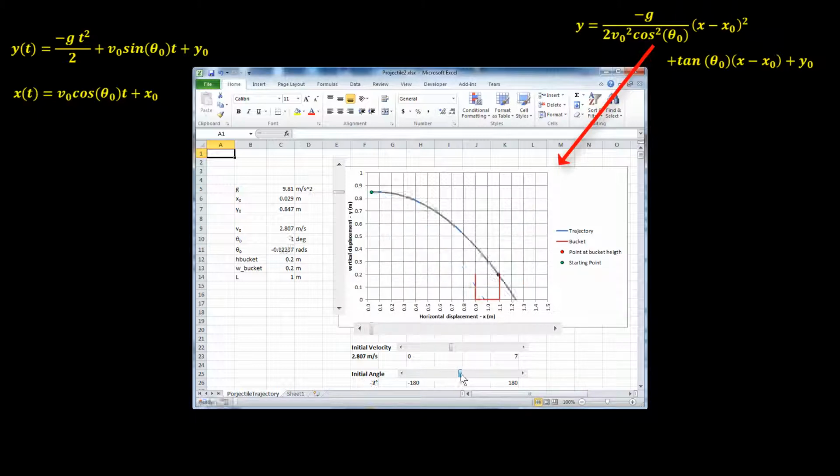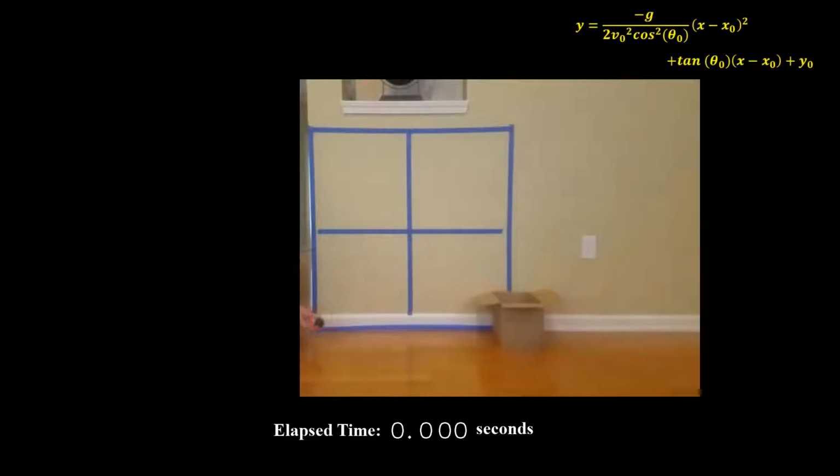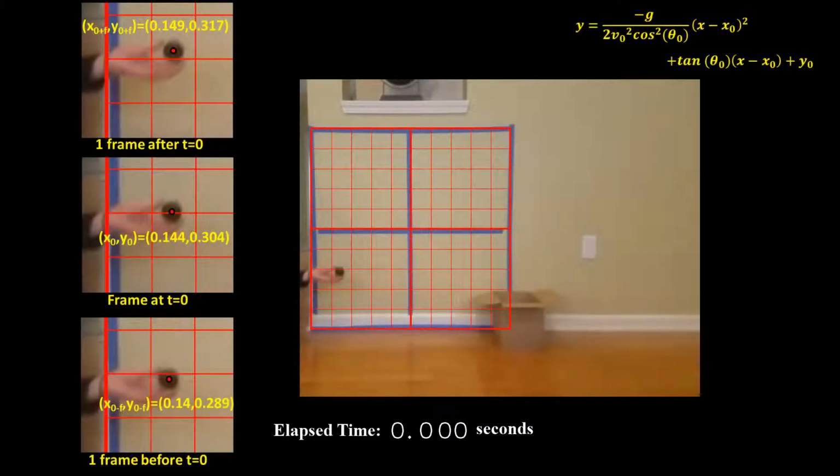So we throw the ball in this video in slow motion and freeze it at time equals 0. On the left side we see 3 frames. The middle frame is when time equals 0. The top frame is 1 frame after time equals 0. The bottom frame is 1 frame before time equals 0.